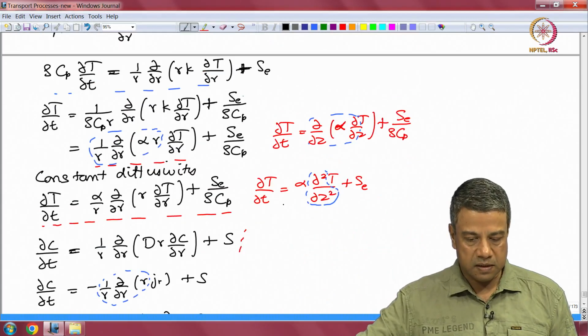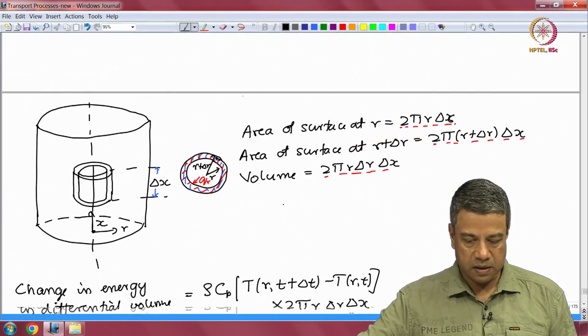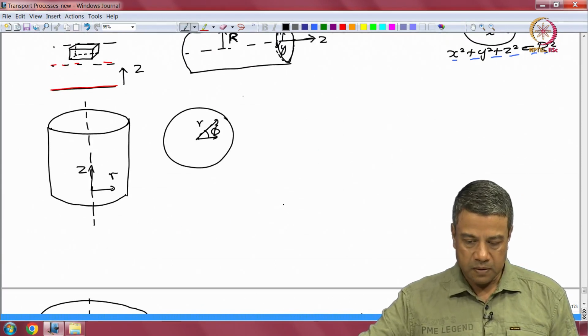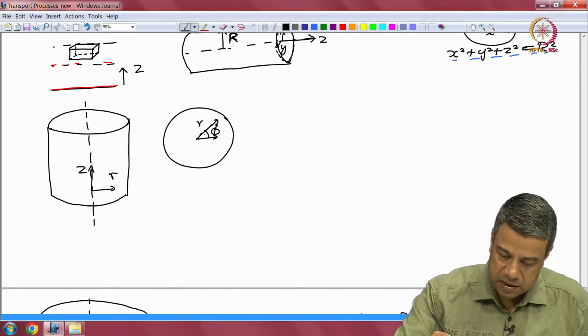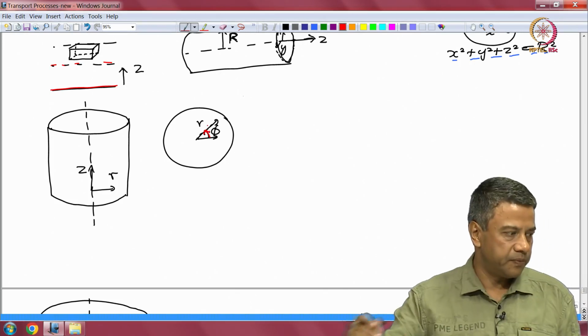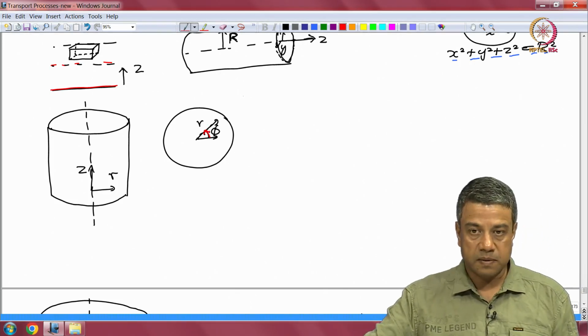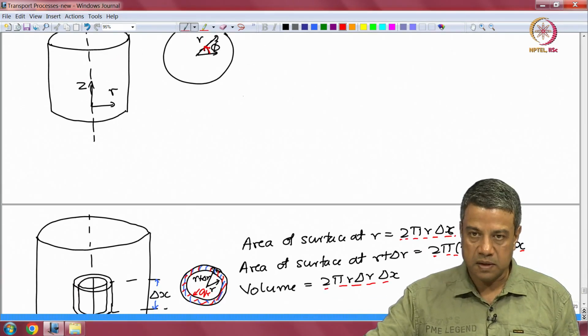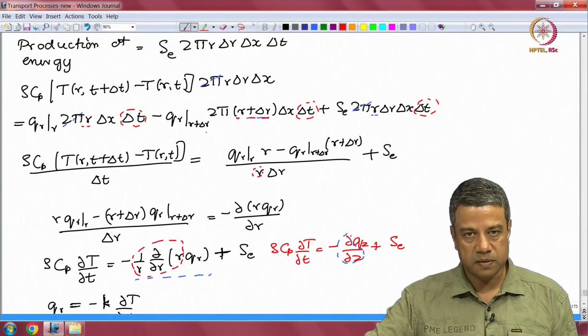Recall that when I had started off, I told you that there is a third coordinate around, which is this phi coordinate, which is in this direction. So, that is the other possibility for the velocity perpendicular to the radial direction. So, these are two possibilities.